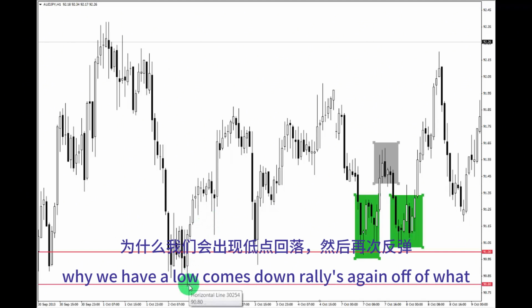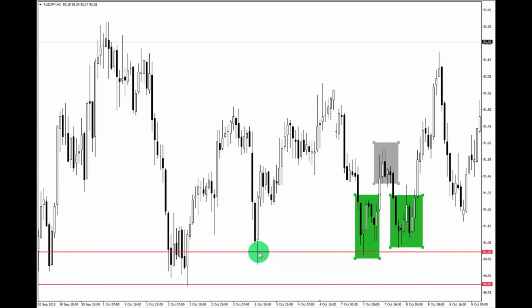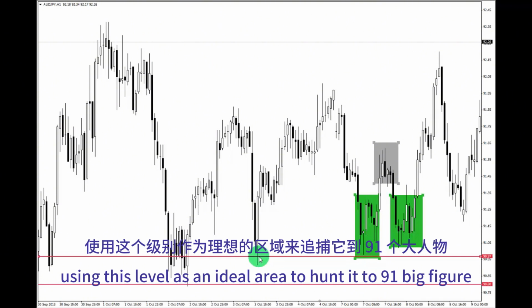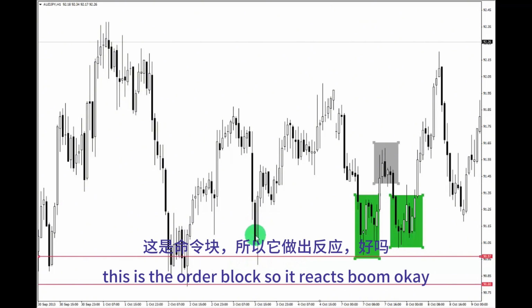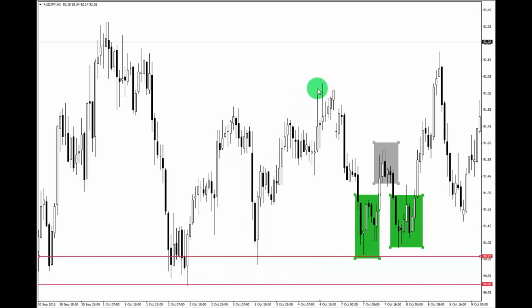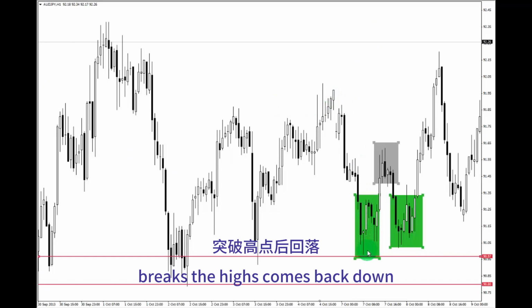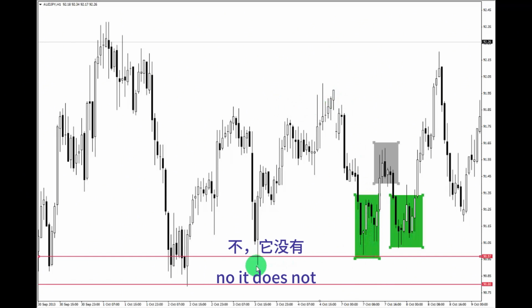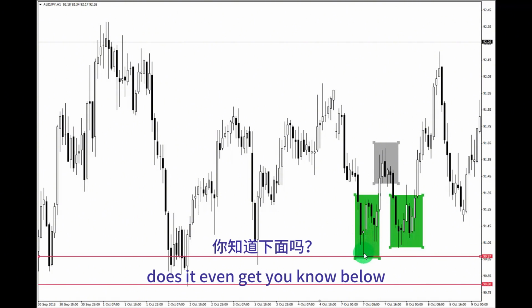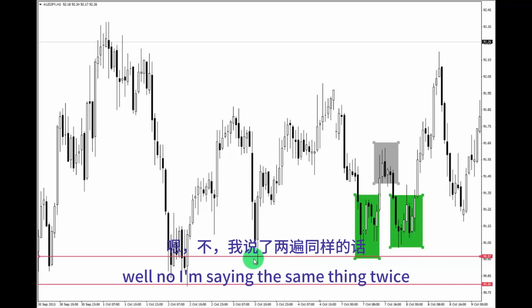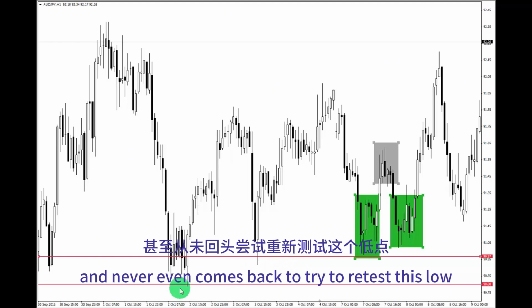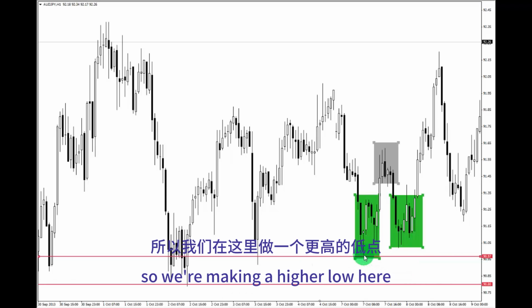Why? We have a low, it comes down, rallies again. Off of what? Using this level as an ideal area to hunt it, the 91 big figure, but the down candle, the body of the down candle, this is the order block. So it reacts, boom, okay, breaks the highs. Comes back down. Does it go lower than this low here? No, it does not. It doesn't go below this low and never even comes back to try to retest this low. So we're making a higher low here.